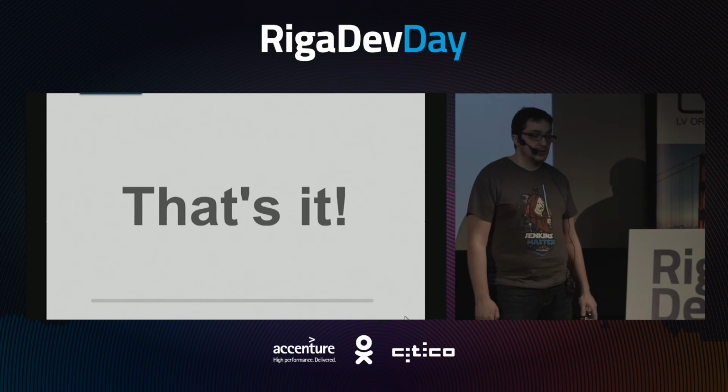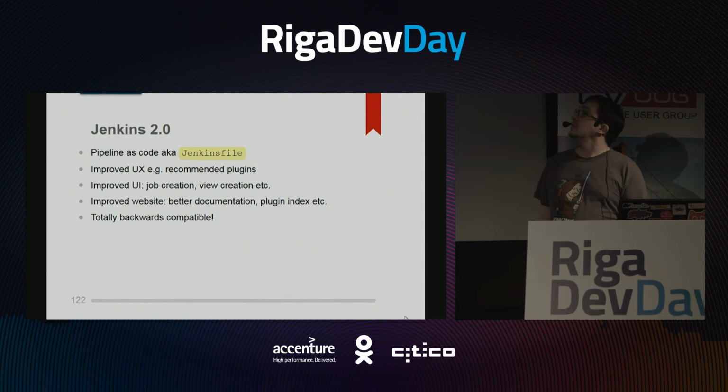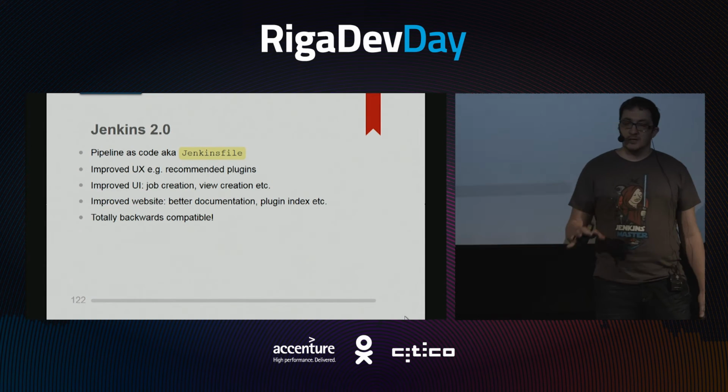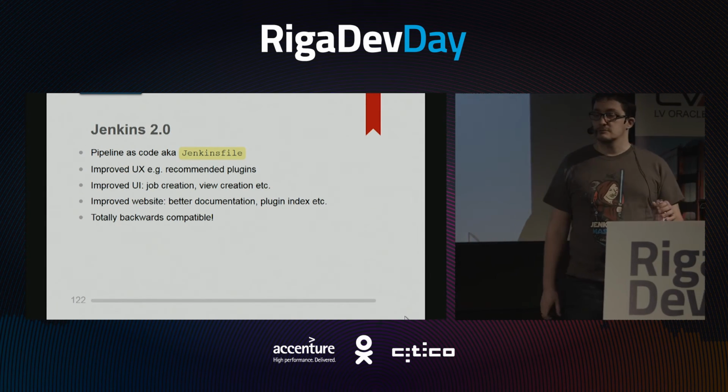Okay, that's kind of it. Well, almost. The last thing I promised is Jenkins 2.0. So it's probably going to come this year. The work has already started. There's a roadmap on that.